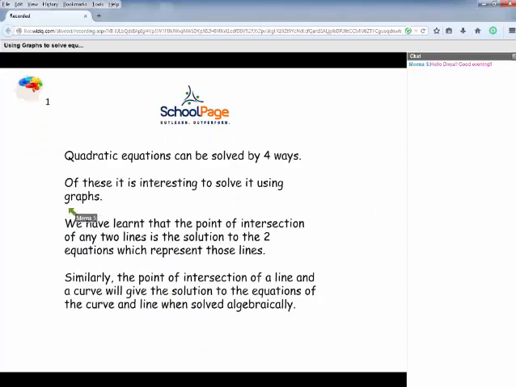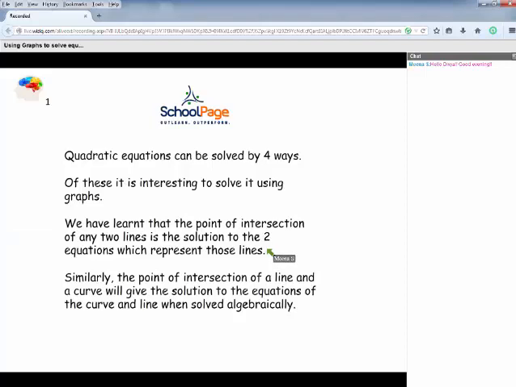Okay, now I want you to read till the point lines. Quadratic equations can be solved in 4 ways. Of these, it is interesting to solve it using graphs. We have learned that the point of intersection of any two lines is the solution to the two equations which represent those lines. Okay. Are you clear about this point, Divya?